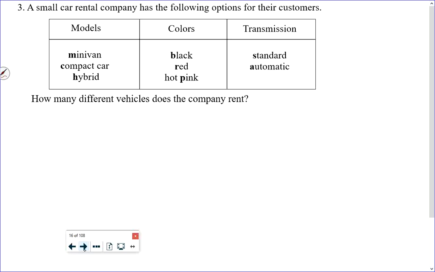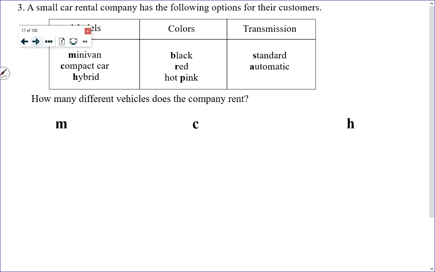Okay, you can pick any set of options in terms of model, color, and transmission. How many different vehicles could you rent? Well, we have to start off by picking one of these properties of the vehicle. I'm going to pick the model, and I'm going to say minivan, compact, hybrid.